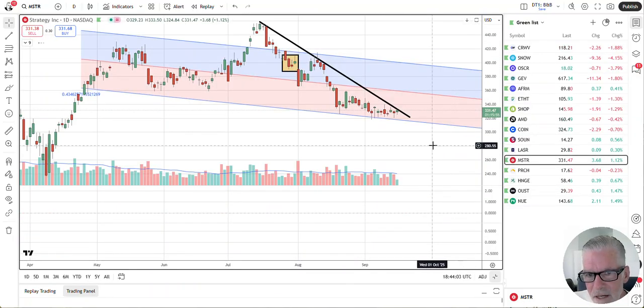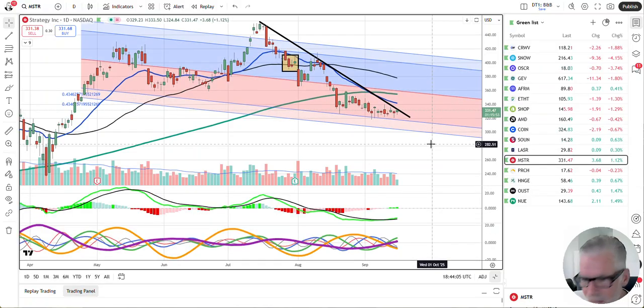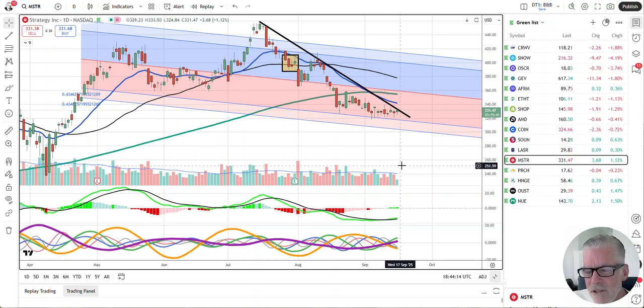MSTR is a play on Bitcoin. We're just about ready to break this pullback, and we're down here in the pink zone. It's not a great looking chart. There's not a whole lot of technical strength here, but it is MicroStrategy, and it will go higher with Bitcoin. As I just said, Bitcoin probably has a little bit of a leg lower, in which case MSTR is maybe not the best play. But here's how we're playing it in the options room.